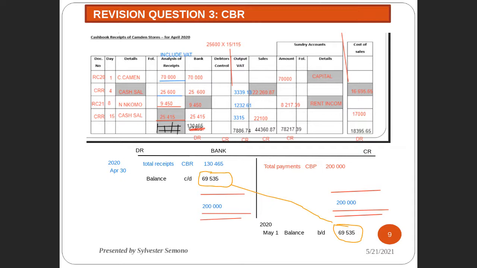And then for the payments, I assumed that if I had a payment, I would take this amount. I just assumed that it was there, but I don't have CBP now. I was trying to show you how to balance. For this question, Melody, I was supposed to only have the information on there. I was supposed to only have total receipt CBR 130. That's all.